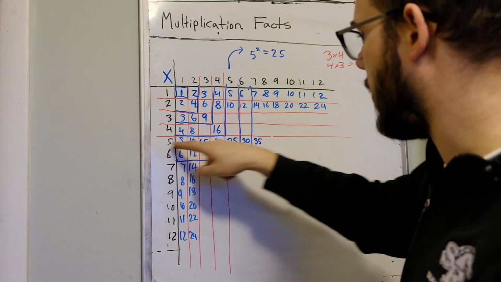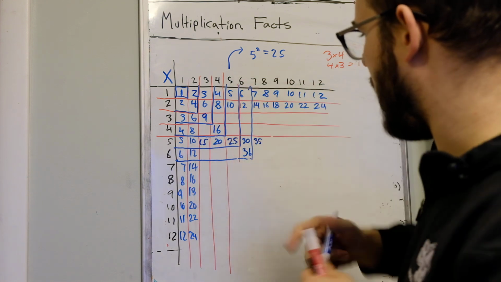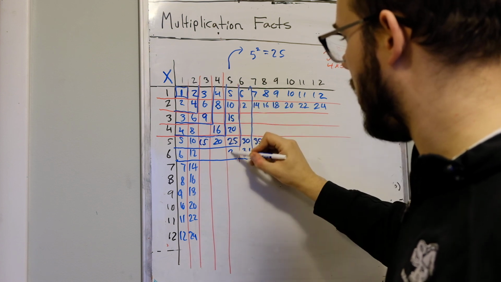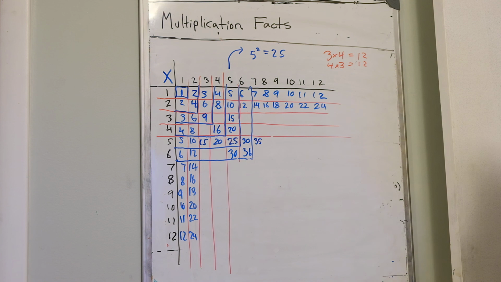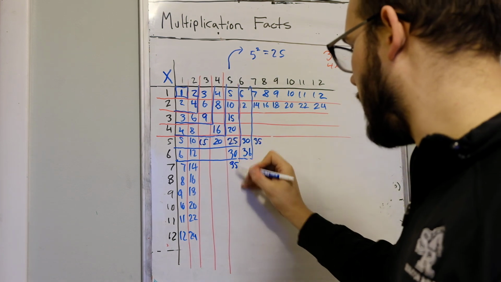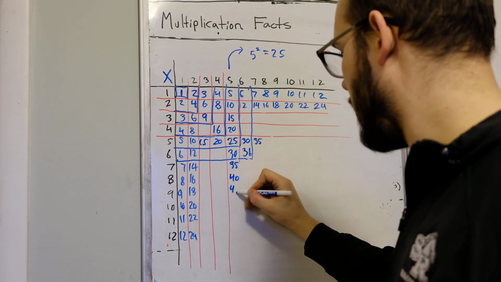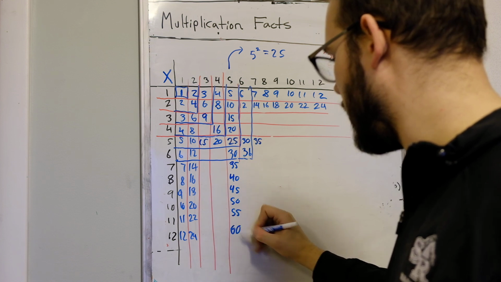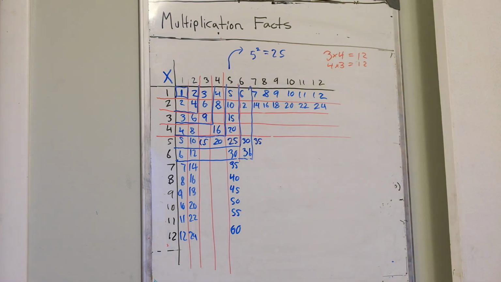And of course, everything we do across is the same if we go down 5, 10, 15, 20, 30, etc. And we can continue. You could go 35, 40, 45, 50, 55, and 60 down the bottom row there.